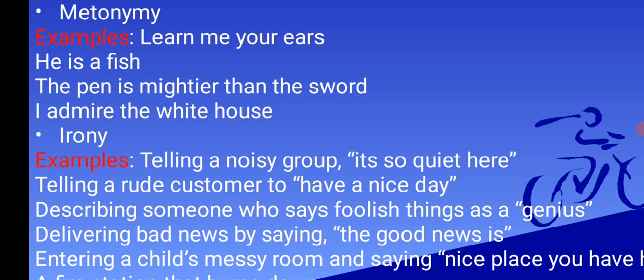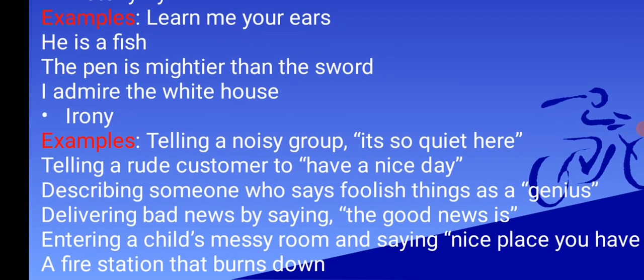Describing someone who says foolish things as a genius. I think I'm a fan of this. When the person makes a foolish contribution, I'll say, oh, that's a genius contribution. That's a clever one. When you don't actually mean that the person was clever, that is also ironical. Delivering bad news by saying the good news is, when you don't mean good news, is ironical. Now, there are other examples here, but let's look at the types of irony.